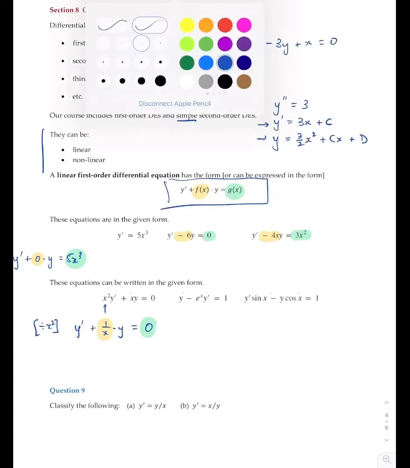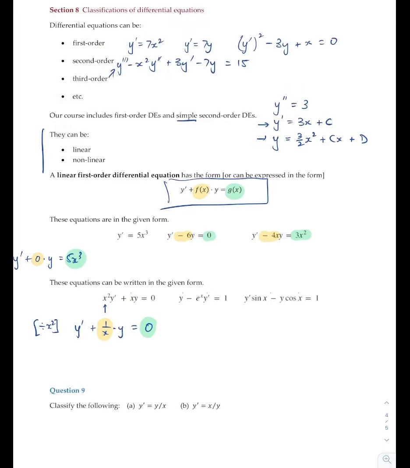If it was a show that question, you might continue: y dash plus f of x y, sorry, not equals, silly me, equals g of x, where f of x equals 1 on x and g of x equals 0. That's showing that you know how to answer the question. Show that it's a linear first-order differential equation. Well, you're showing that it's in that form. All right, so that can go.